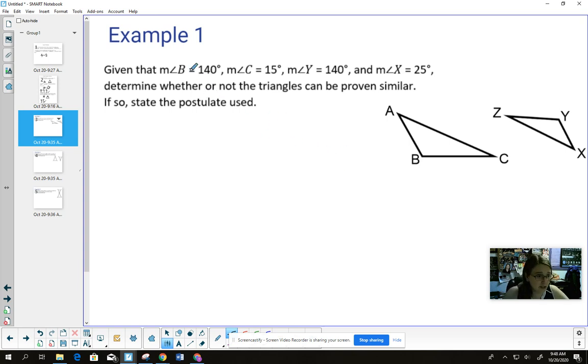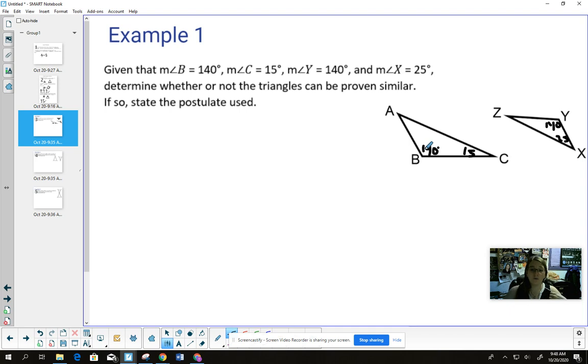Okay, and I'm going to go ahead and label it as well. So the measure of angle B is 140, so I'm going to put 140 here. Always a good idea to label our pictures. C is 15, Y is 140, and X is 25.